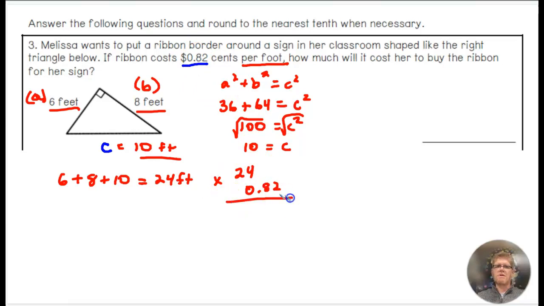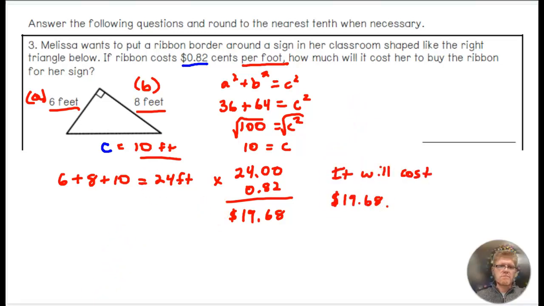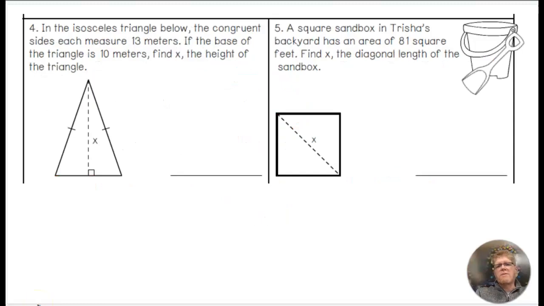0.82, right? And I could go through all that, but fortunately, I've got a calculator. That's going to give me $19.68. She is going to pay $19.68. So I could write that out. All done.